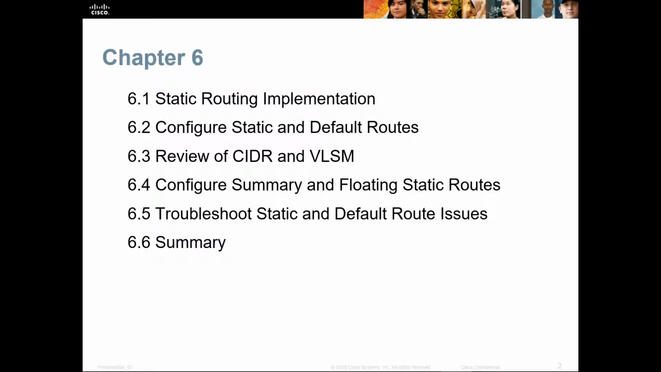We're going to do a review of our CIDR and variable length subnetting. We're going to talk about how to configure summary and floating static routes. Lastly, we're going to talk about troubleshooting static routes, as well as troubleshooting default route issues.